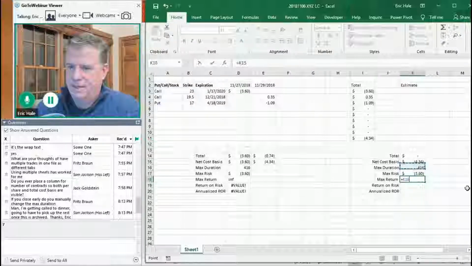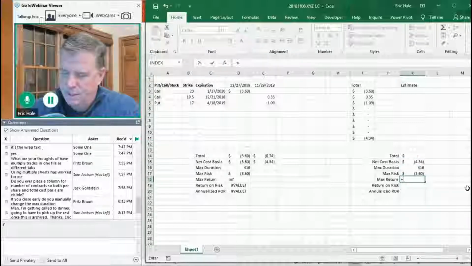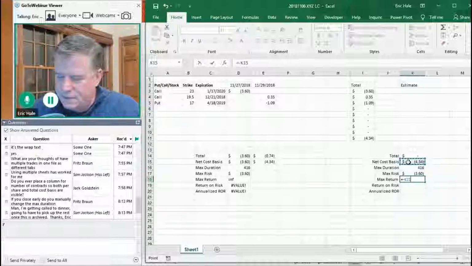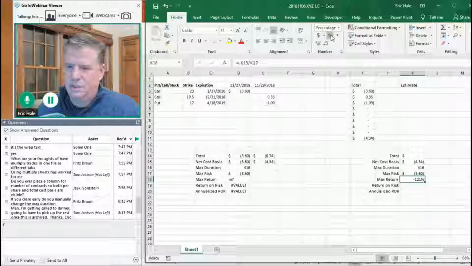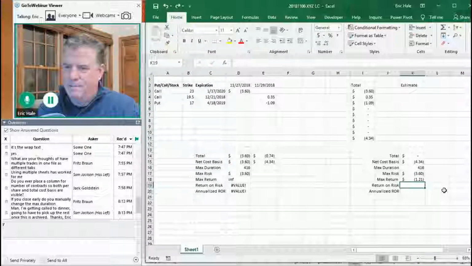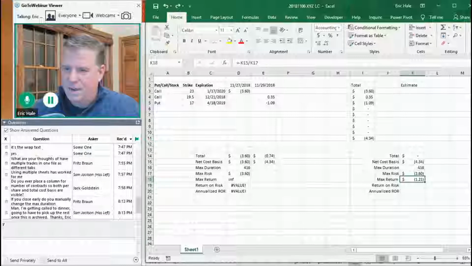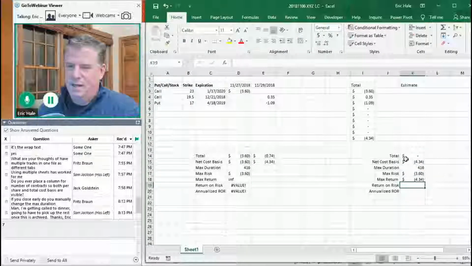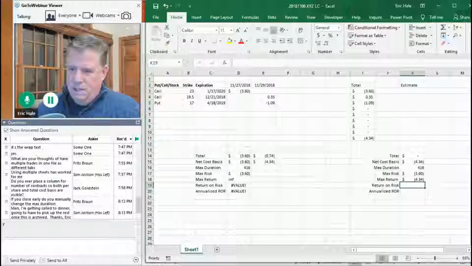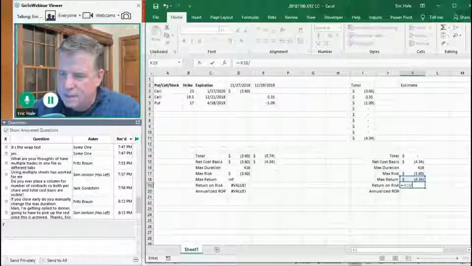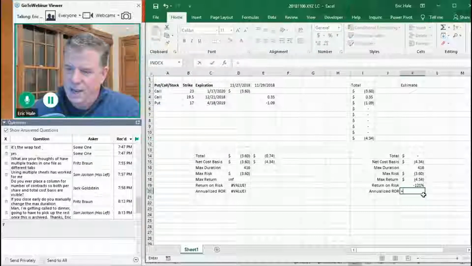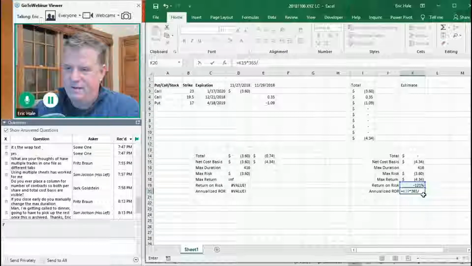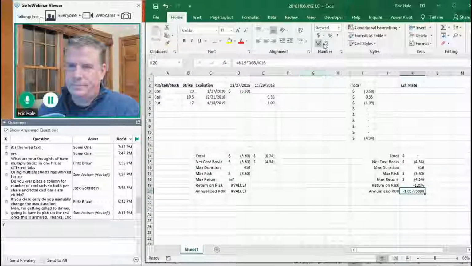So this is going to be equals minus this divided by this. And that's going to be expressed as a percentage. So max, oh, no, it's dollars. Oh, wait, did I do that right? Now max return is going to be my net cost basis here. It's the same field. And the return on risk is going to be minus this divided by this. And that one's a percentage. And then the annualized is that times 365 divided by the max duration. And again, that's a percentage.